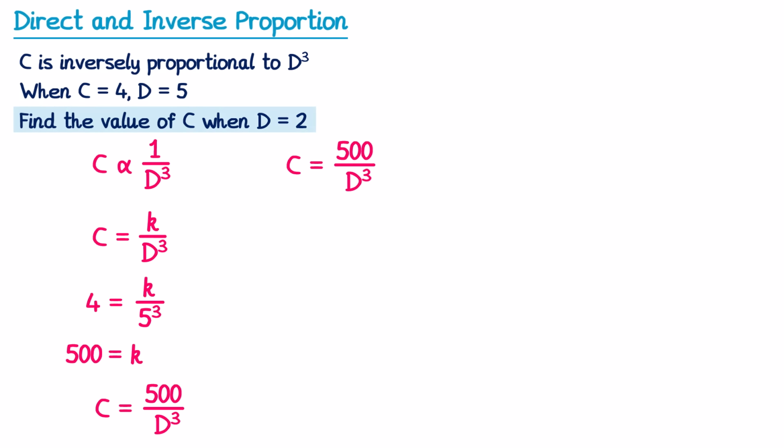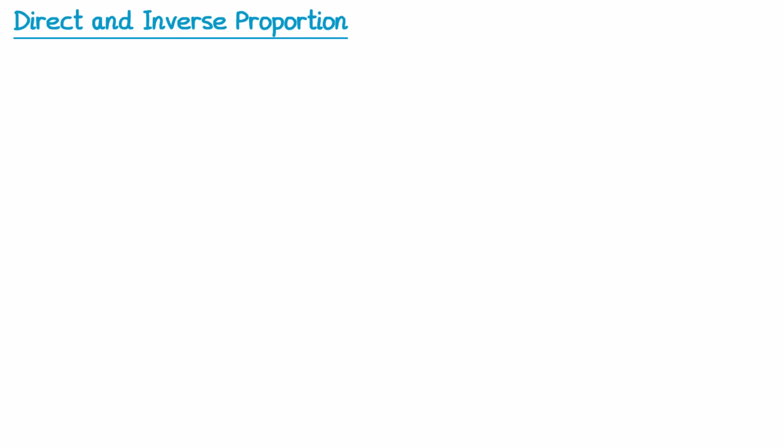So let's replace the d with 2, so c is equal to 500 over 2 cubed. 2 cubed is equal to 8, so we've got c equals 500 over 8, and if you do 500 divided by 8, you get 62.5. Sometimes exam boards like to ask questions on direct and inverse proportion when they're in a table. Let's have a look at some examples for these.